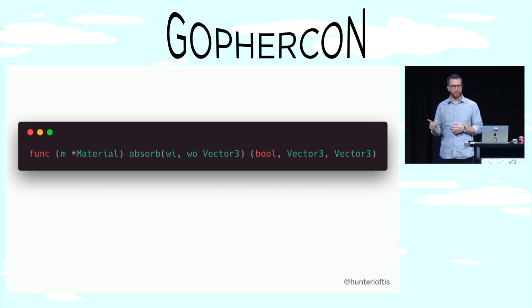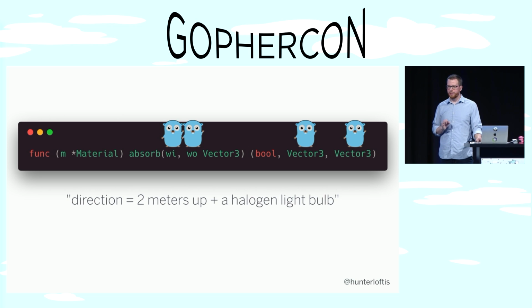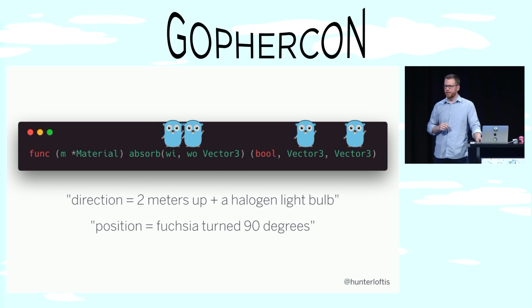I can't really remember. And what this started to lead to, because vector 3s can have operations with other vector 3s, is that I started telling Go to do things like this. Direction is 2 meters up plus a halogen light bulb. It doesn't make any sense, but of course, the system would do it because they're all vector 3s after all. And it started getting really easy to introduce these quirky bugs. I'd be like, position of this is fuchsia turned by 90 degrees. Because all of those things are represented by vector 3s. And I started getting very, very strange bugs that were super hard to track down.